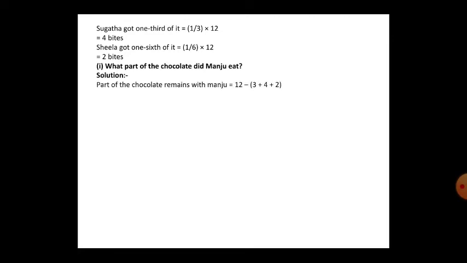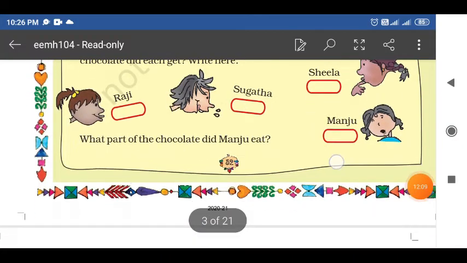What part of the chocolate did Manju eat? So the remaining part of the chocolate is what Manju ate. Total 12 bites are there. She gave Raji 3, Sugata 4 and Sheila 2. So 3 plus 4 is 7, 7 plus 2 is 9. So 12 minus 9 is 3. Totally 3 bites Manju ate. Therefore Manju ate 3 bites of chocolate.